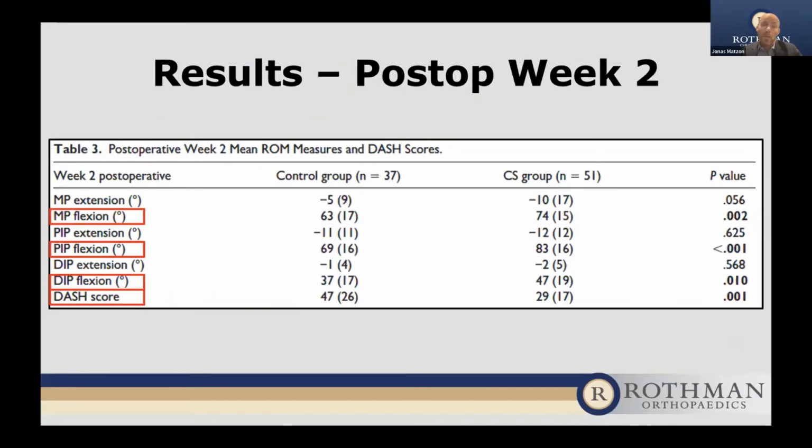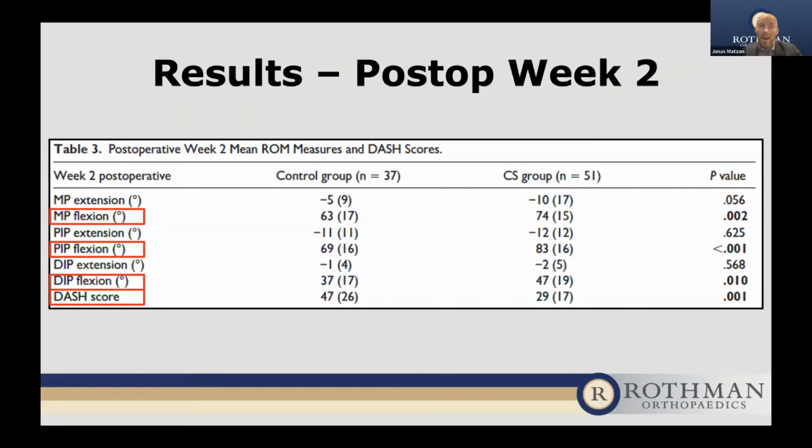Interestingly, at post-op week 2, we saw a pretty substantial, significant difference in flexion. So in all the finger joints, metacarpophalangeal joint, PIP, and DIP joint, there's improved flexion for a combined improvement of about 35 degrees. And the DASH score was 18 points lower.